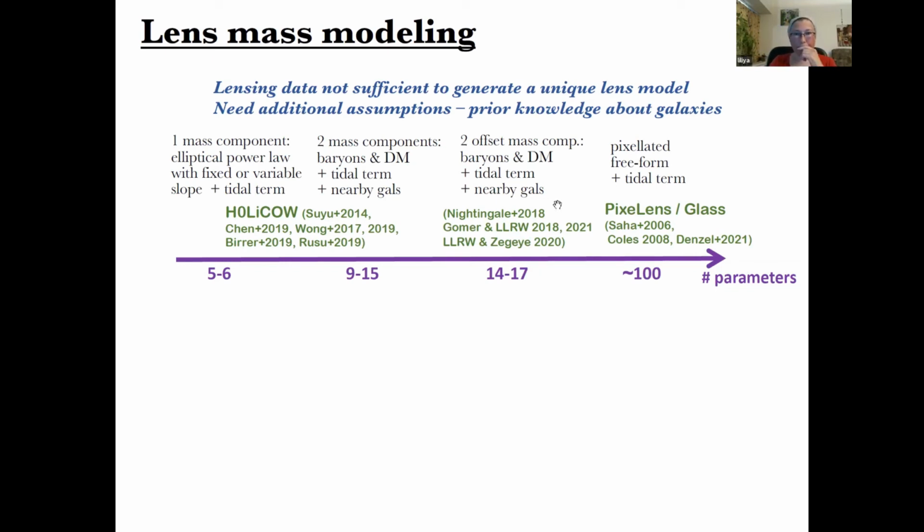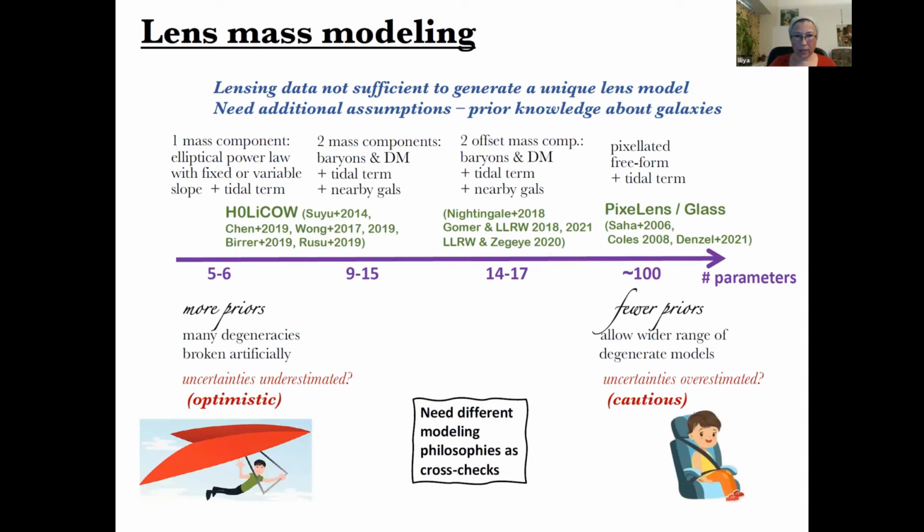Okay, so there are other considerations that go with the number of parameters that you have. So on the left hand, where you have priors. So 3 minutes, please, Lilia.